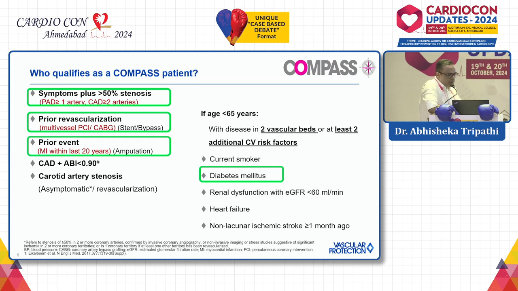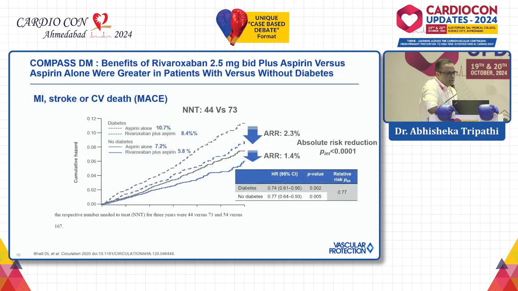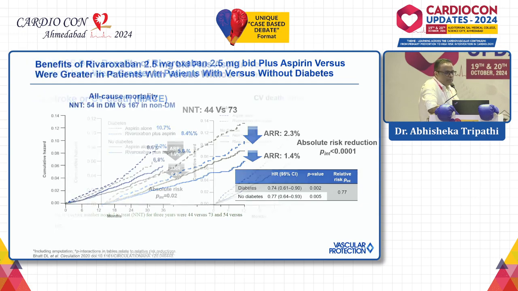The MI already happened and there was a stroke also. So COMPASS DM, the diabetes arm, revealed that rivaroxaban 2.5 milligram plus aspirin versus aspirin alone has much greater benefit in patients with diabetes. COMPASS in general also showed in the entire cohort that rivaroxaban 2.5 milligram plus aspirin was better than aspirin alone, but the benefit was much more substantial in patients who had diabetes, and the absolute risk reduction for MACE, which was MI, stroke and CV death, was 2.3%, and the number needed to treat was just 44.